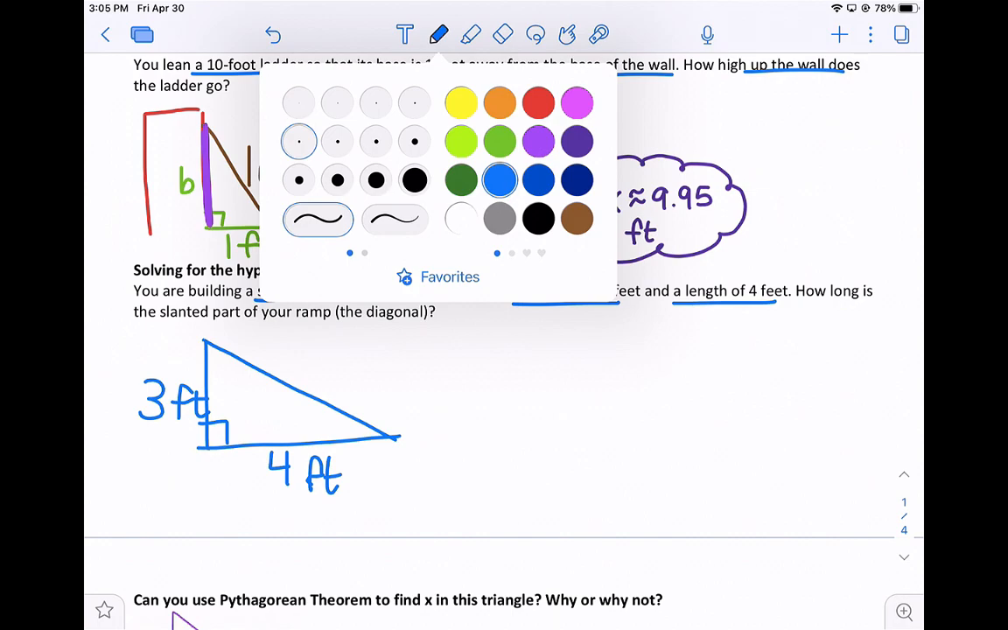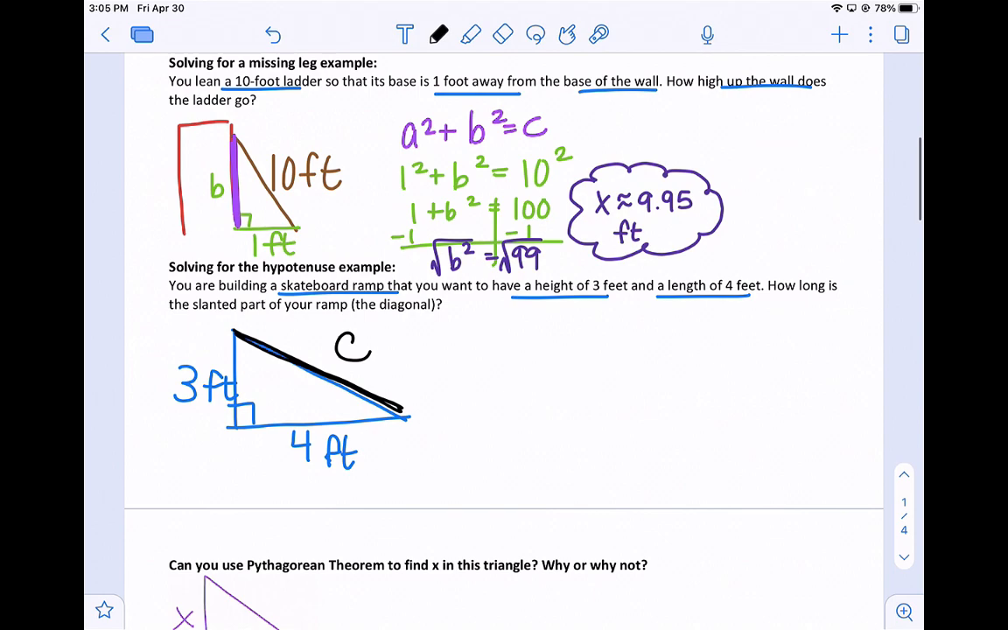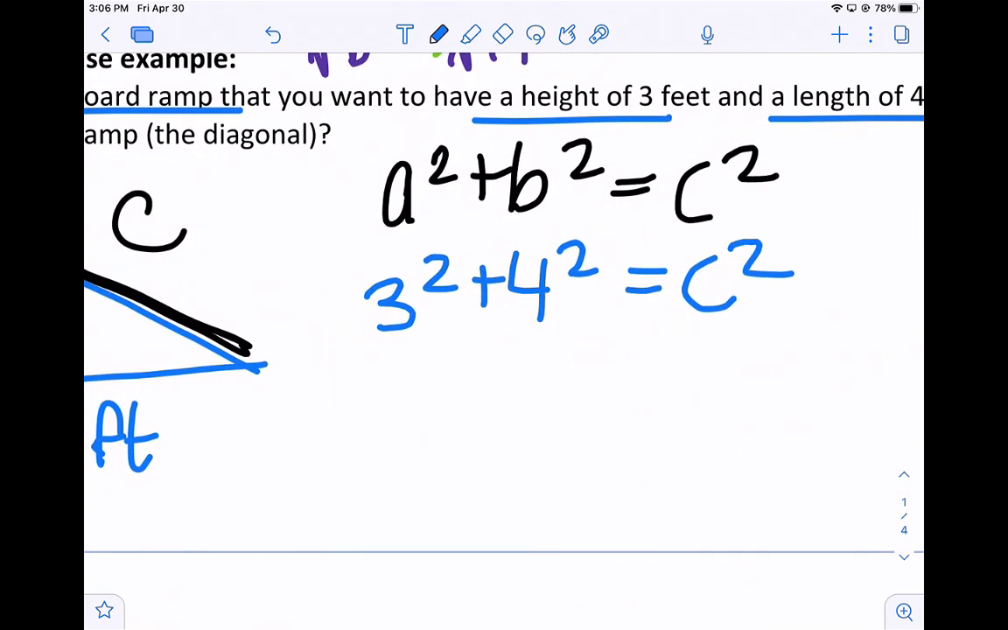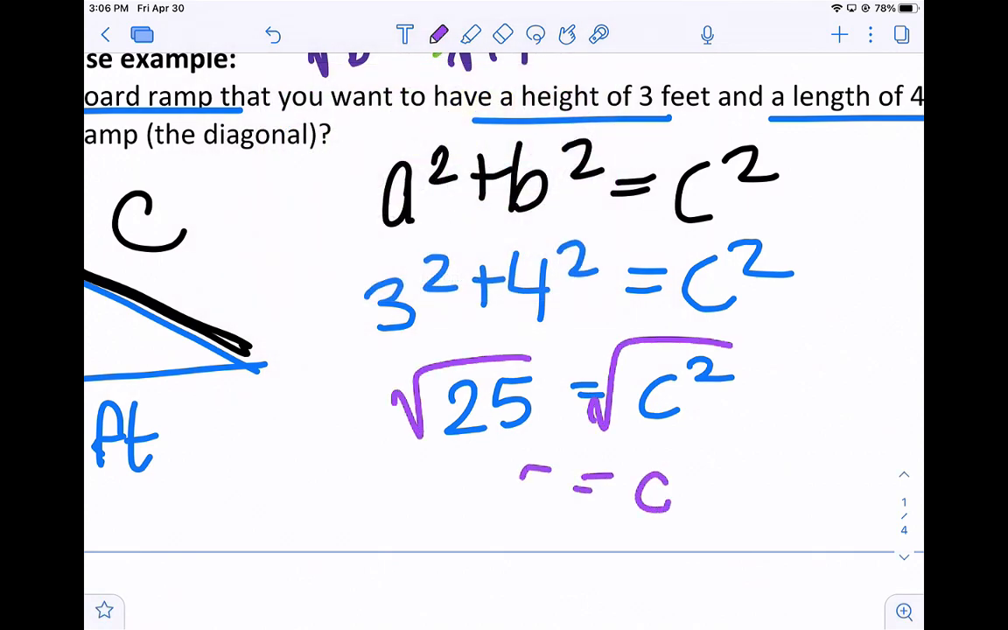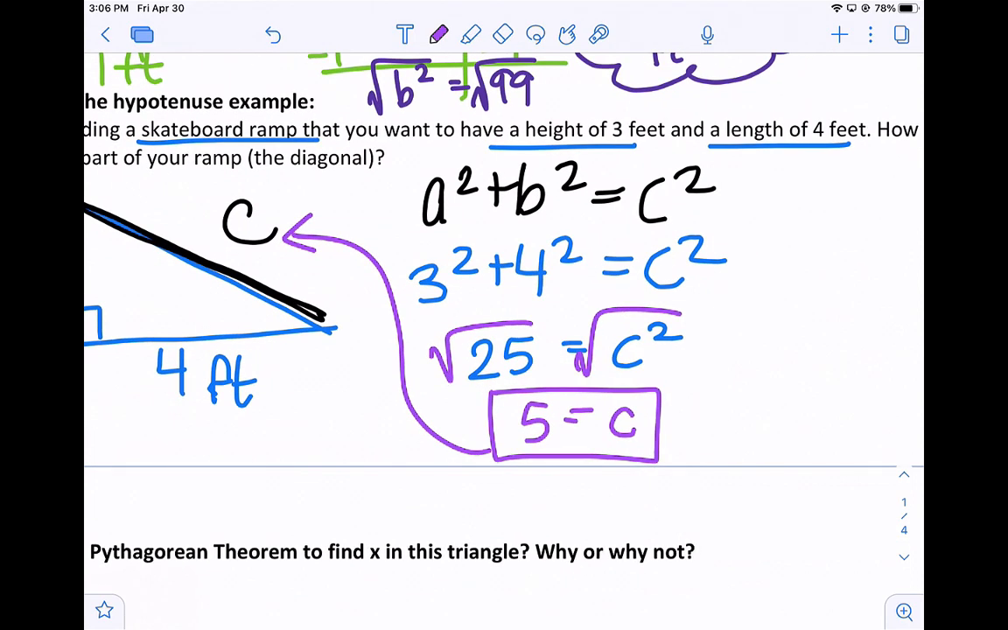How long will that diagonal part of our ramp be? That is the hypotenuse, we'll call it c. We'll plug into the Pythagorean theorem, a squared plus b squared equals c squared. This time we have the two legs, so we plug in 3 squared plus 4 squared equals c squared. 3 squared is 9 and 4 squared is 16, which gives 25. So 25 equals c squared. Again, to get rid of the square, we square root each side, so c is 5. That length of the ramp will be 5 feet long.